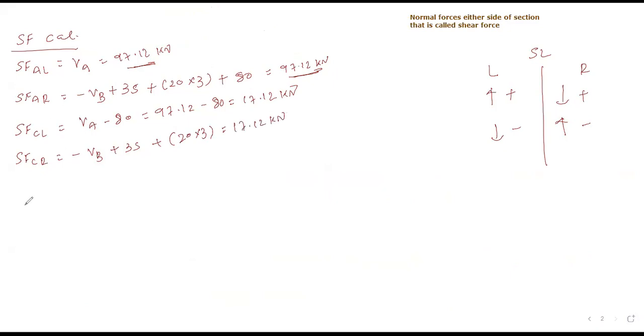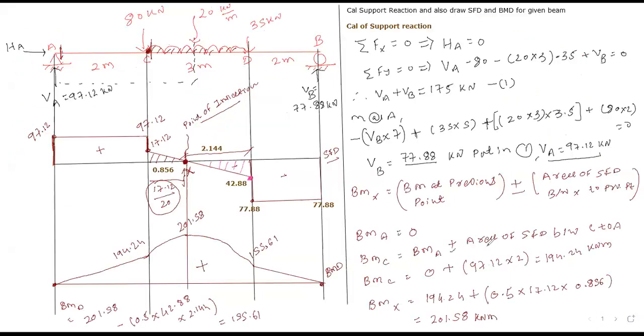Similarly, shear force at D, just left, on the left side of D. Cut a section just near D. If I look at the left side, I will see VA, 80, the full UDL for this case, and the 35 load as well. Yes or no? Please confirm me.